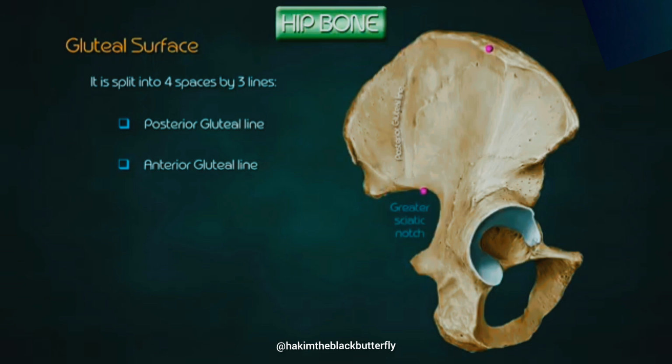Anterior gluteal line. It is the longest line which extends from the middle of the upper border of the greater sciatic notch to become continuous with the outer lip of the iliac crest. Inferior gluteal line. It extends from above and behind the anterior inferior iliac spine and runs down and back till the upper part of the greater sciatic notch.